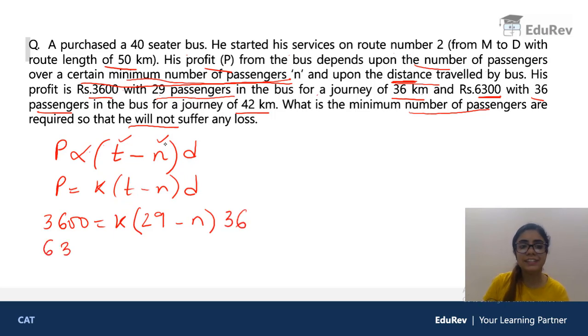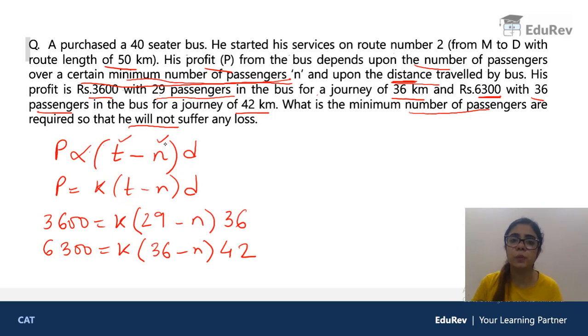Similarly, the profit is 6300. Again, this will be k only. The passengers are 36 minus N and the distance is 42 kilometers. So what are we supposed to do? We want to calculate the value of N. So rather than simultaneously solving, one easy way would be to divide the two equations. If you divide, your k directly gets cancelled. Okay? Your zeros will get cancelled.